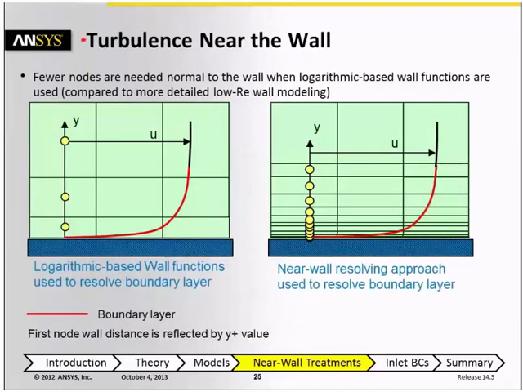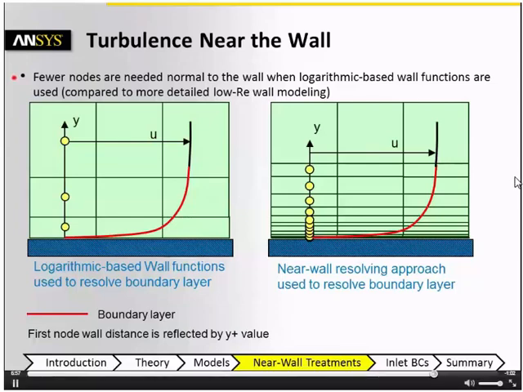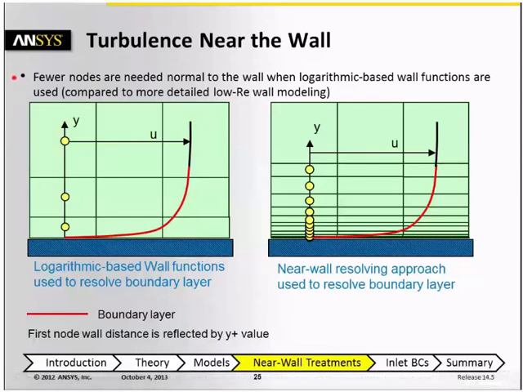On this slide, we can see how the choice of near-wall modeling strategy affects the mesh distribution. In a relative way, the mesh on the left represents a mesh that would be used for wall functions, and the mesh on the right represents a mesh that would be used with a viscous sublayer resolving strategy. So if wall functions are used, then fewer cells are required in the mesh.